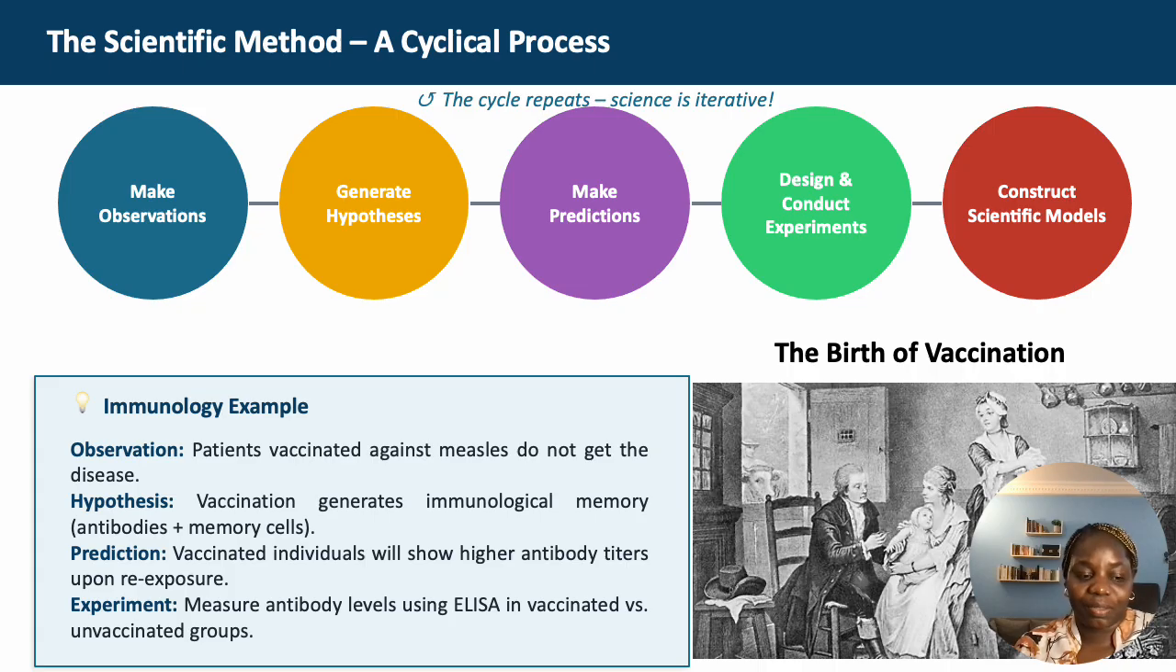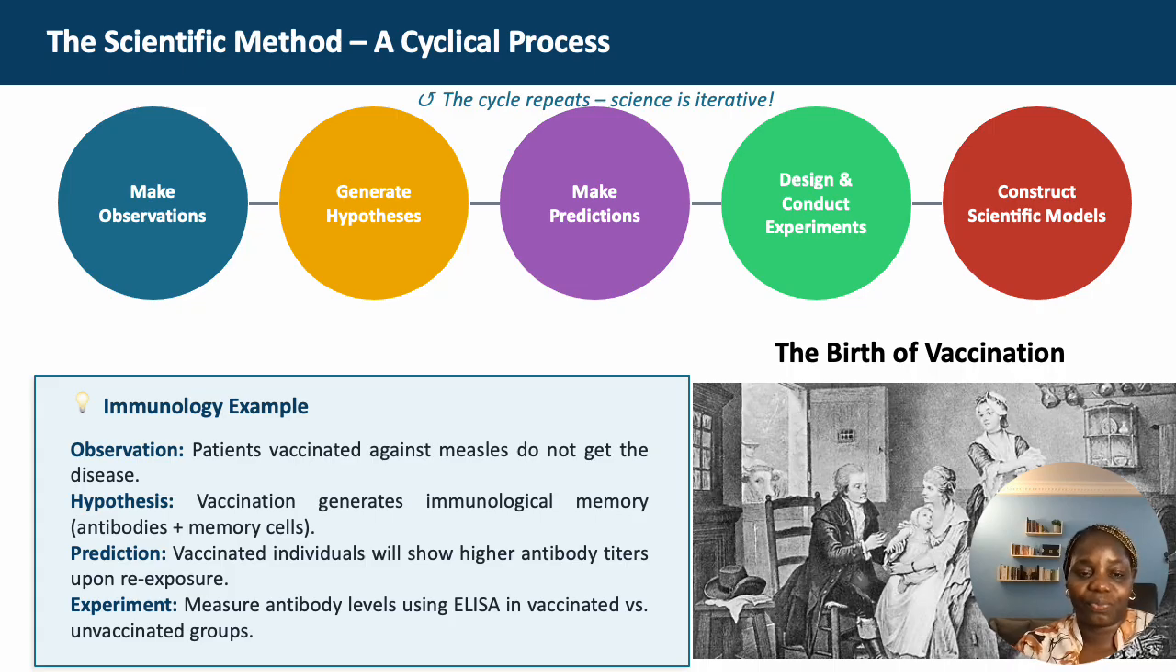You start by making an observation, you generate a hypothesis, and you make a prediction. A prediction is the result you expect to see. From that you design and conduct an experiment, and finally you have your answer, and from this answer you will surely have new questions. This is how you construct a scientific model, and from that we can say the scientific method is a cycle.